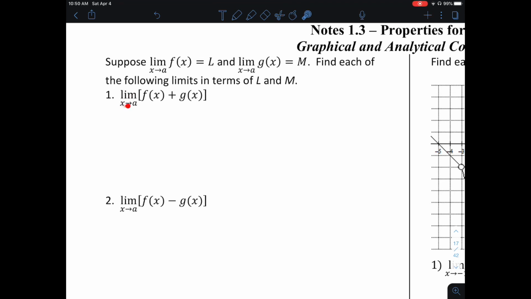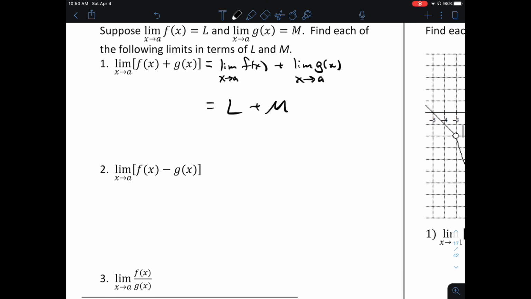If you have a limit as x approaches a, and your argument is multiple terms, multiple functions, if you wanted, you could simply write this as the limit as x approaches a of the first function plus the limit of g of x as x approaches a. Now we know from up here that this limit is L and that this limit is M. So this is simply L plus M. Same works with subtraction.